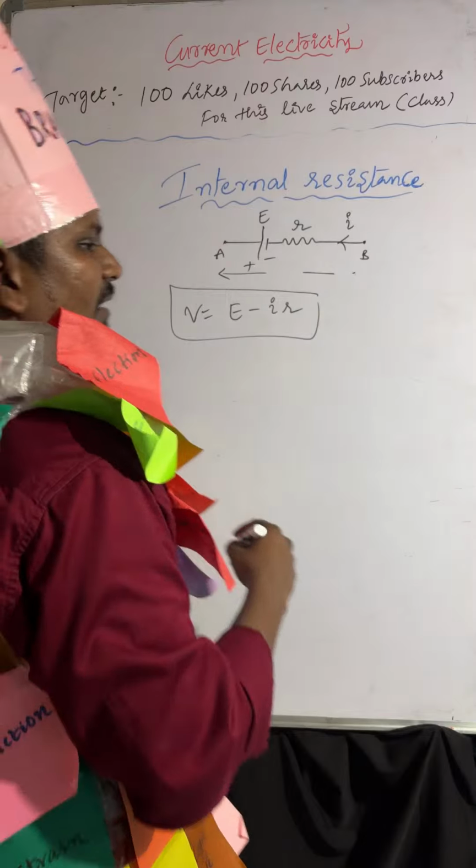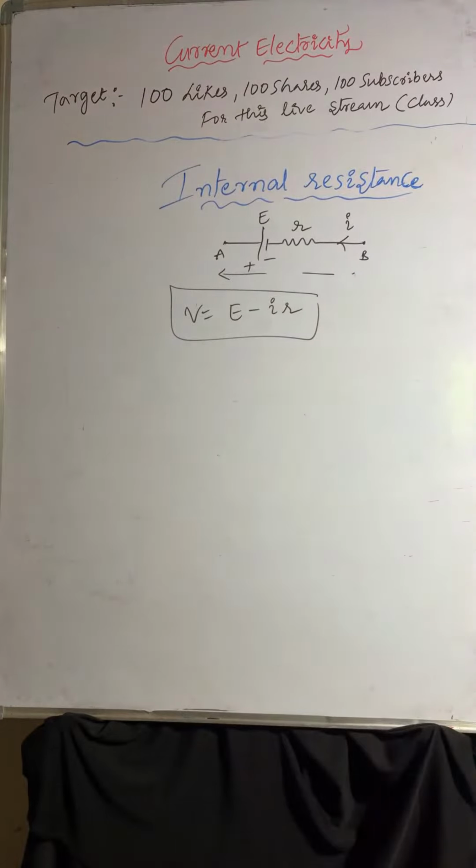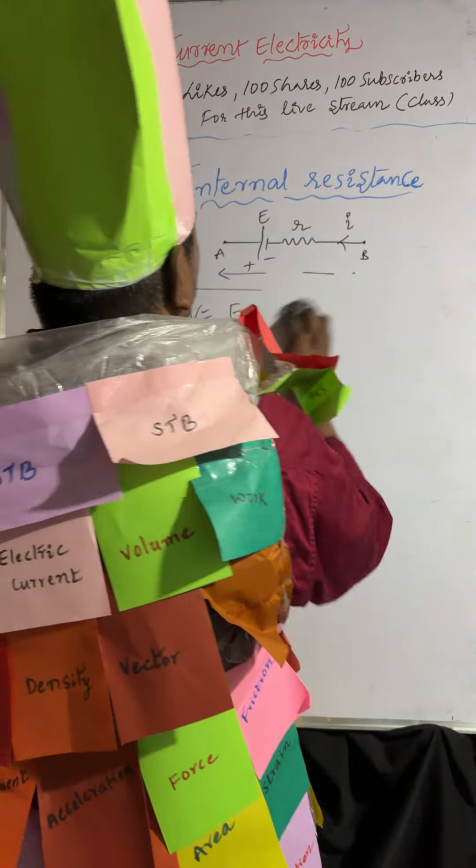So like this we can apply the loop law. Along the path, current is there, that's why minus IR term. Negative to positive you are going, so EMF is positive. So potential difference V equal to E minus IR. That is internal resistance. Coming to heating effect of electric current.